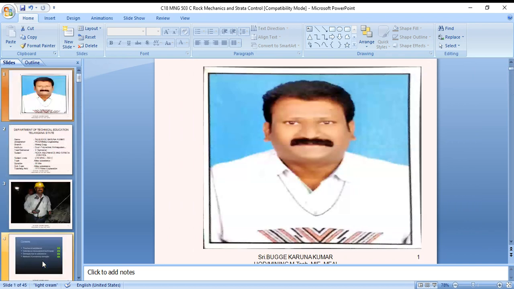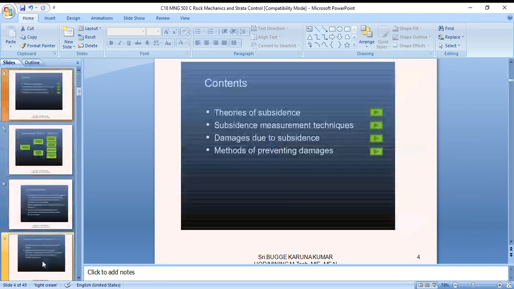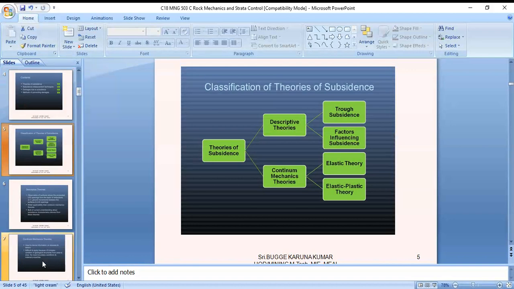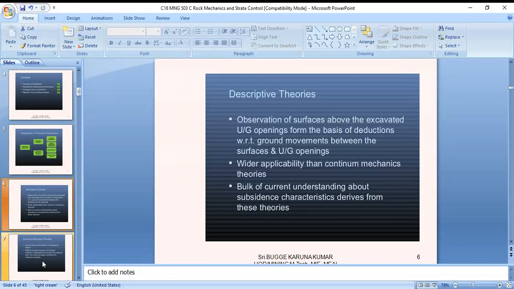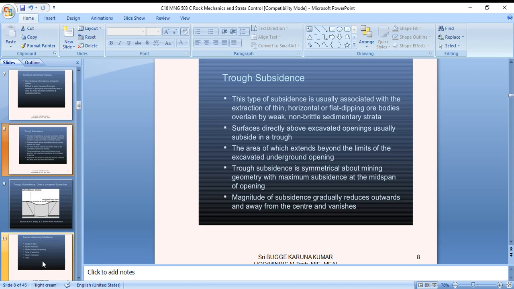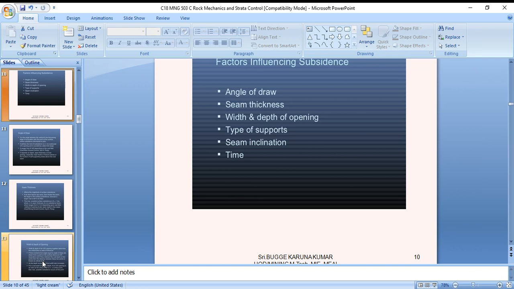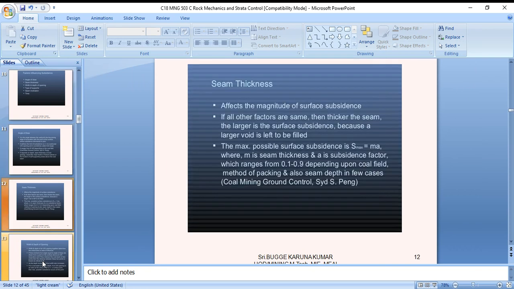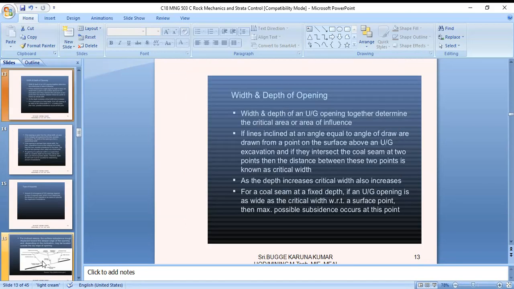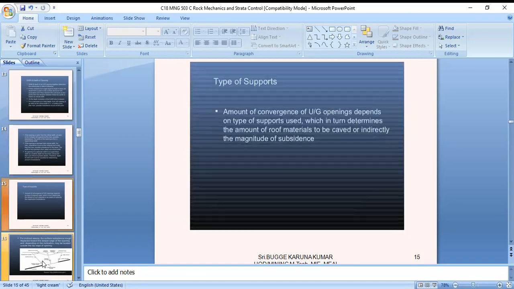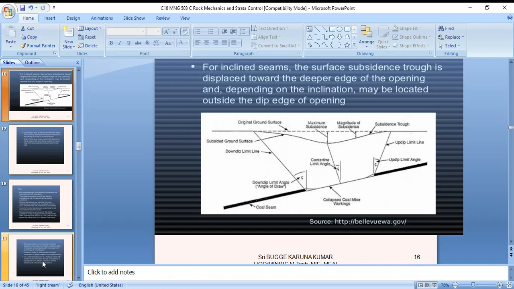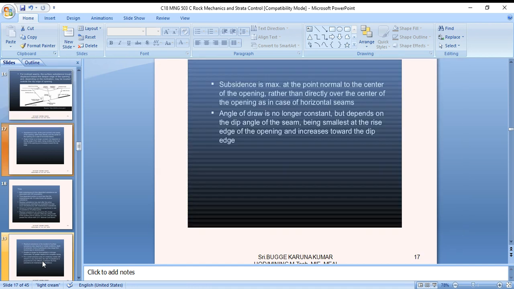Go through these notes, which are very nice PPTs, a collection of theories of subsidence: description theory, continuity mechanism theory, drop subsidence over longwall extraction, factors in subsidence, angle of draw, seam thickness, width and depth of the opening, type of supports. In fact, for inclined seams, how the angle of draw changes at 45 degrees, later it will be completely shifted. That will be explained here.